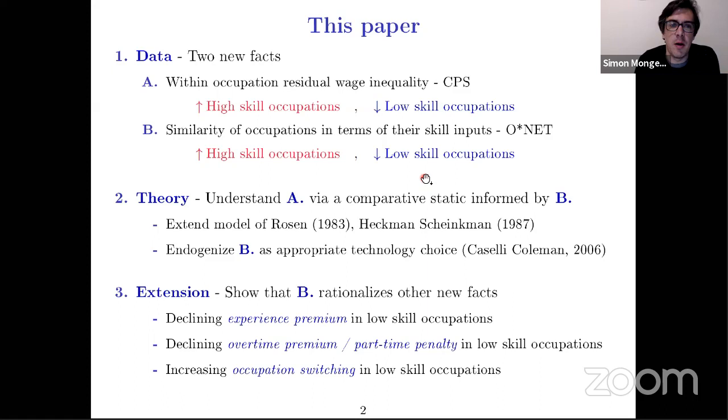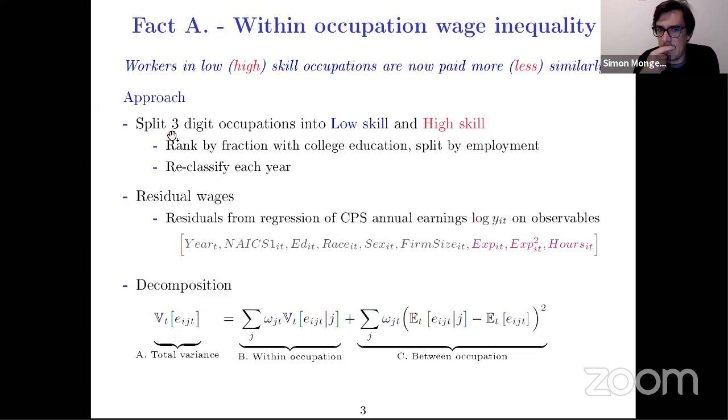So we take all the three digital occupations in the CPS, and then in a given year, we compute the fraction of individuals that have a college degree in each occupation. And then we just split on the employment weighted median. In the empirics, which I showed you, we redo this every single year and then run our regressions pooled in 5-year subsamples.